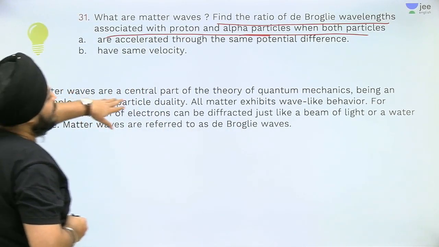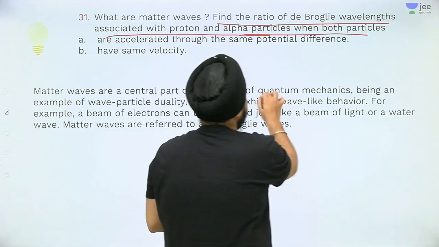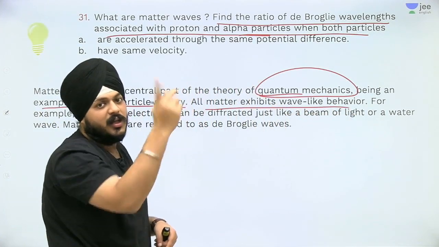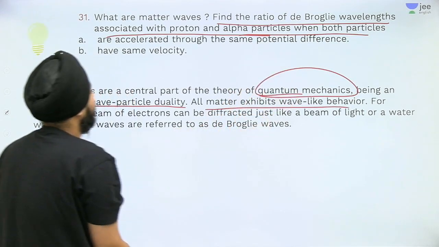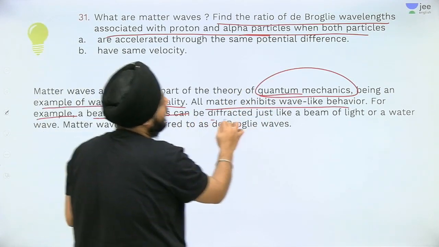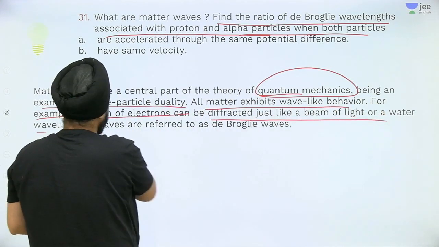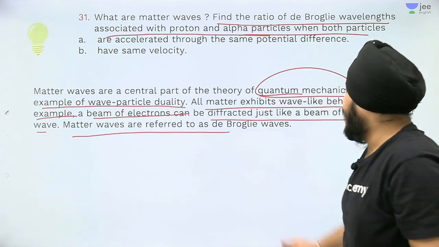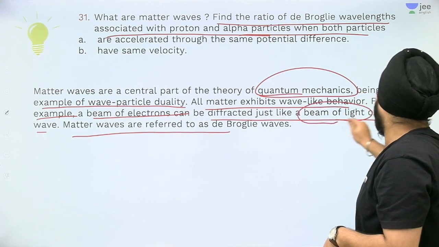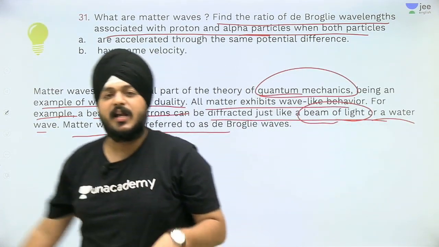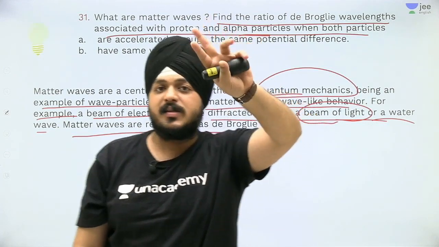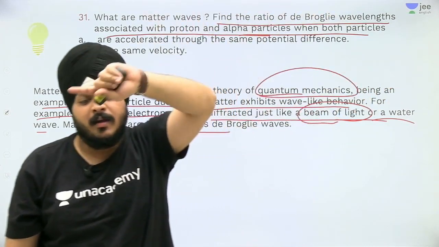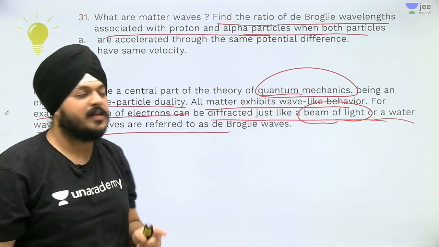Okay guys, matter waves are the central part of the theory of quantum mechanics. Being an example of wave-particle duality, all matter exhibits a dual nature, wave nature and particle nature. For example, a beam of electrons can be diffracted just like a beam of light or a water wave. Matter waves are referred to as de Broglie waves because of this dual nature, the particle nature and the wave nature also.